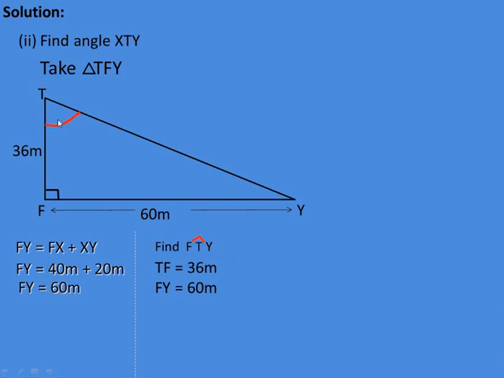In that case, we see that the required angle and the 90 degrees angle are on the same side. So that is going to be our adjacent side. And we can also see that opposite to the required angle is FY, which is 60 meters. So the sides we have here are the adjacent and the opposite.